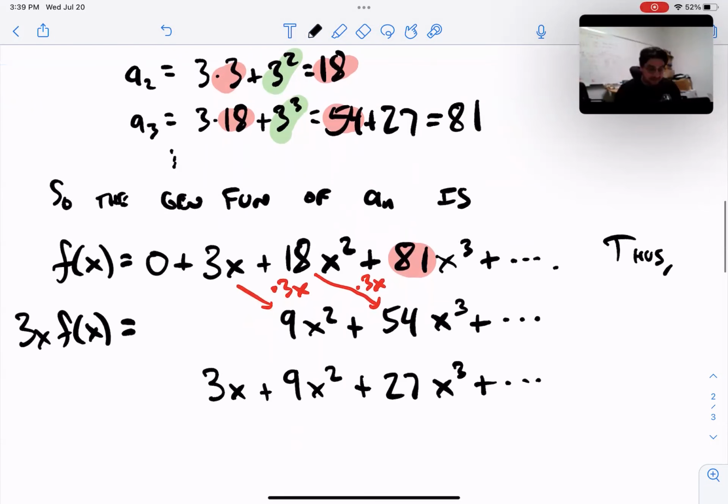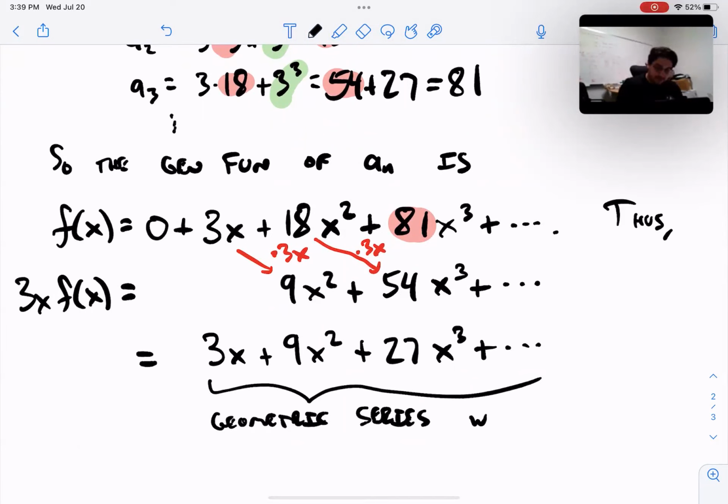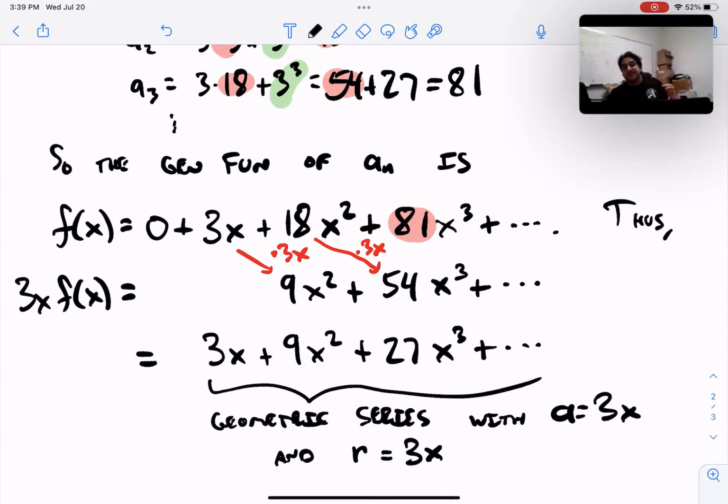Now this is actually something that we know a closed form for, what I just wrote down here, because look at what this is. This is a geometric series, right? We can apply the geometric series formula. This is a geometric series with initial term 3x and common ratio also equal to 3x, right? 3x is the first term in this series, but it's also the common ratio. It's what I multiply by to get from term to term.